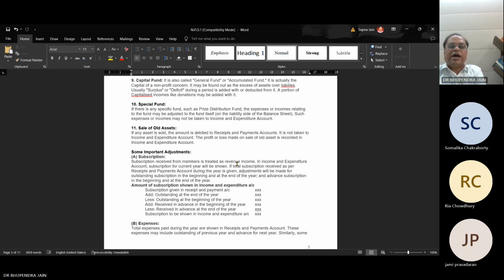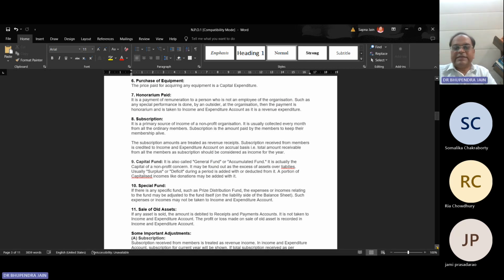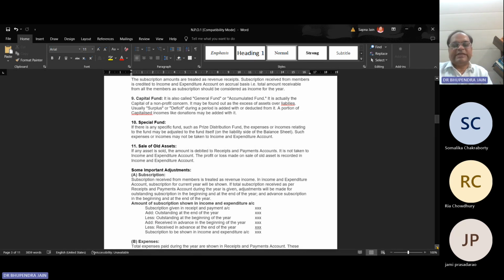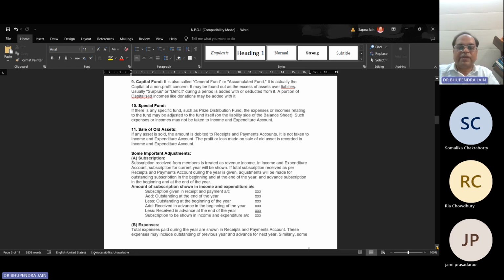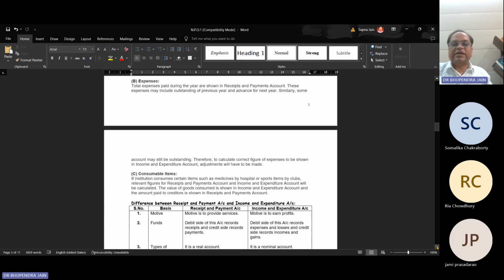Okay? Next is sale of old assets. If you sold old assets, and if income is generated after the sale of the asset, then transfer it to the income side. Or if a loss is generated after the sale of the asset, then transfer it to the debit side in the income and expenditure account. Clear? And now, this was our adjustment of subscription. We have already done it in the last class. We have, I think, solved 4 to 5 questions in the last class.